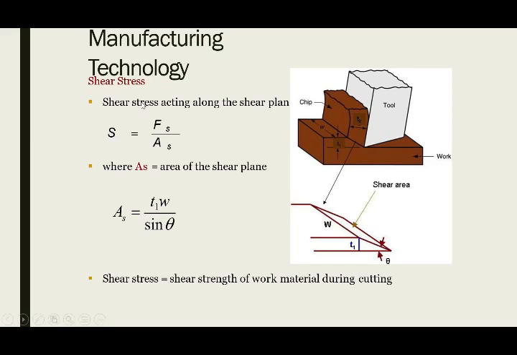Now shear stress. Shear stress acts along the shear plane. Considering this is a shear plane, T1 is the thickness of the chip prior to machining and T2 is the thickness of the chip after removal of the material. So this is T1, this is T2. Theta is the shear angle, this is the shear plane, and this is the shear area.